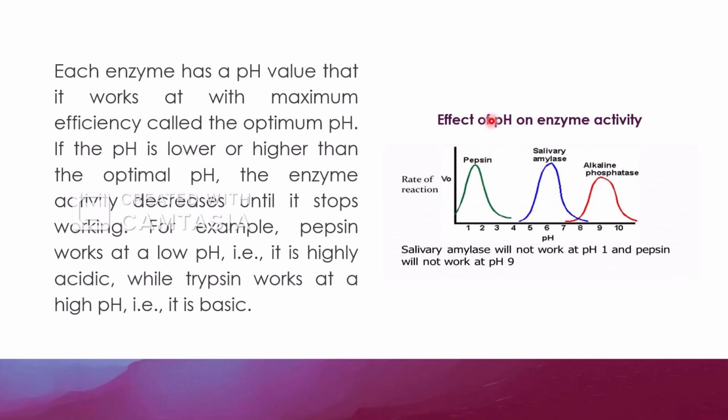Let's take a look at this graph showing the effect of pH on enzyme activity, using three different enzymes: pepsin, salivary amylase, and alkaline phosphatase. From the graph, we can see that pepsin has an optimum pH around 2. Salivary amylase has an optimum pH around 6 to 6.5, whilst alkaline phosphatase has an optimum pH around 9. So salivary amylase will not work at pH 1, and pepsin will also not work at pH 9.